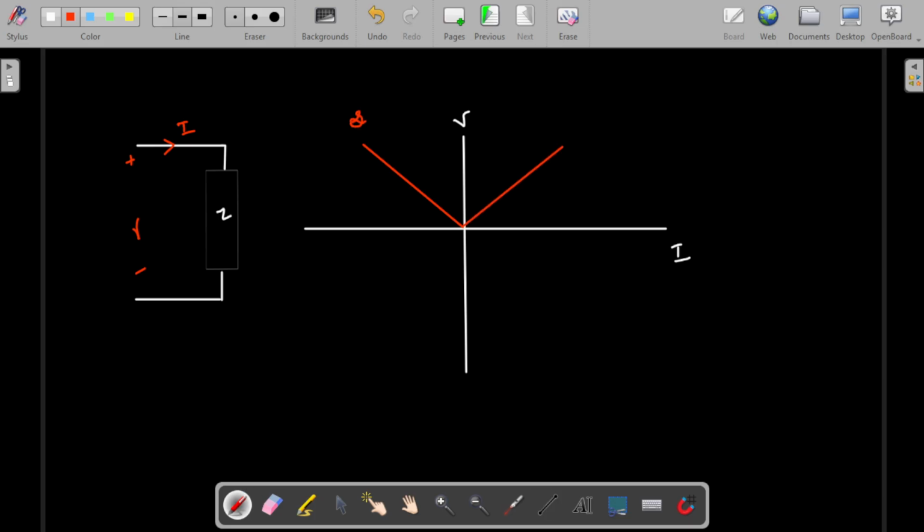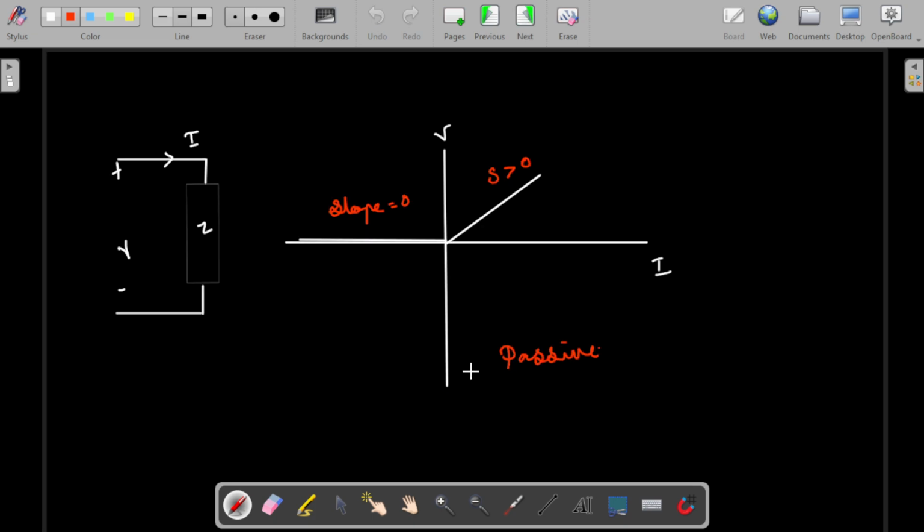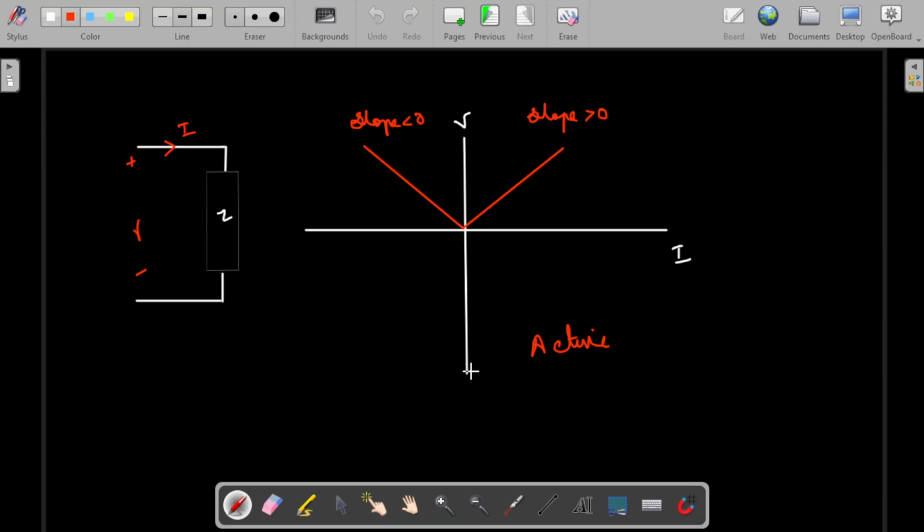Here the slope is less than 0. Here the slope is greater than 0. So even if the slope is less than 0 one time, this element will be considered active. Okay, so this will be an active element. Let me give the last example. Once you are able to achieve it, you will understand the things more.